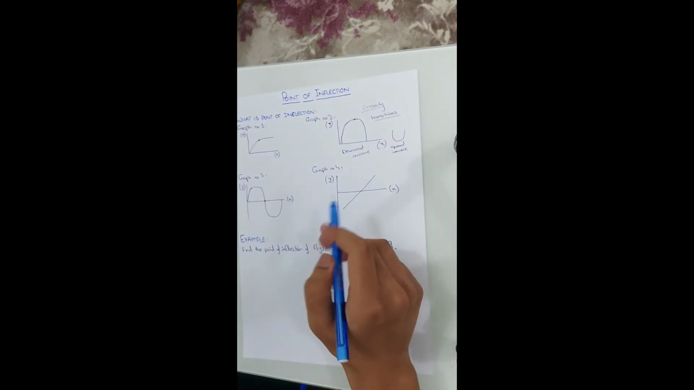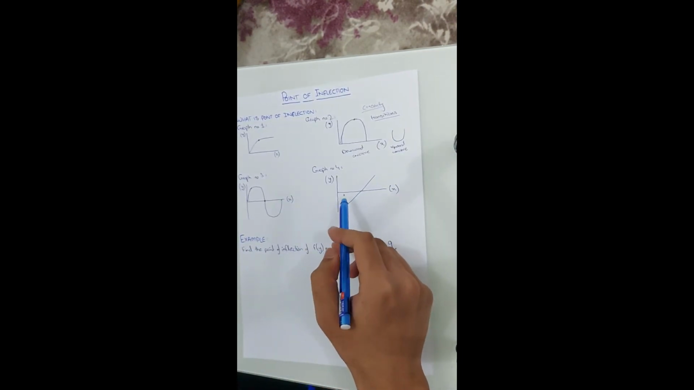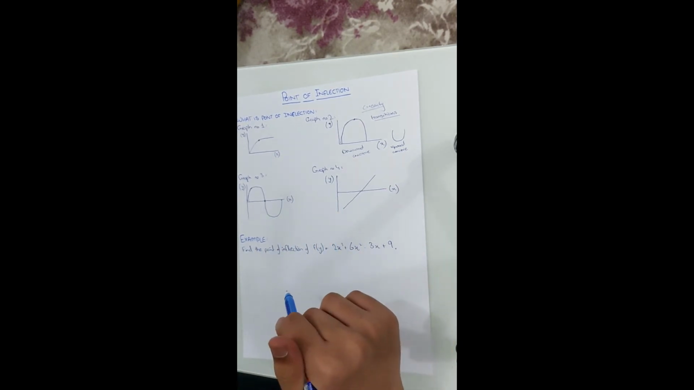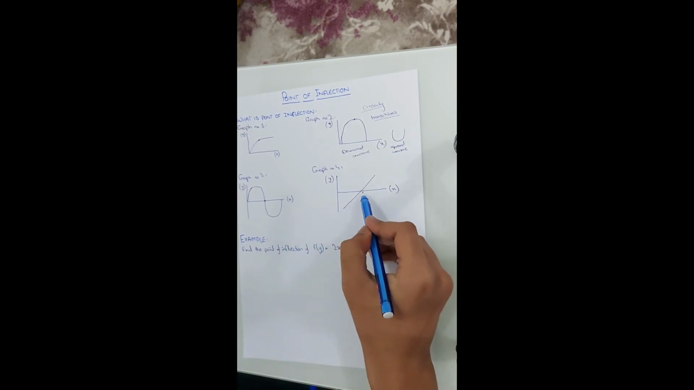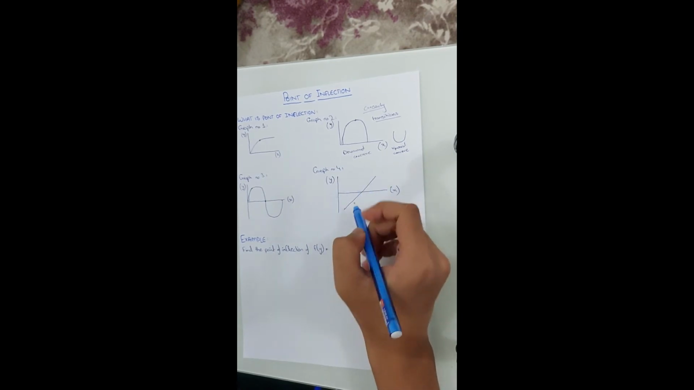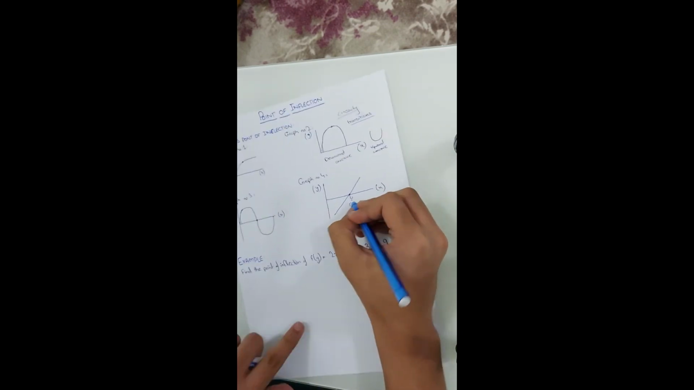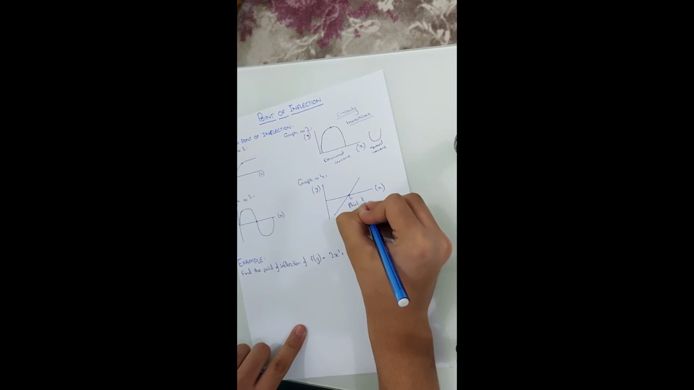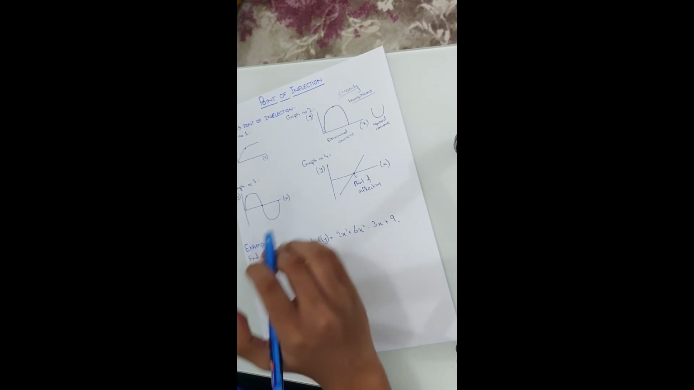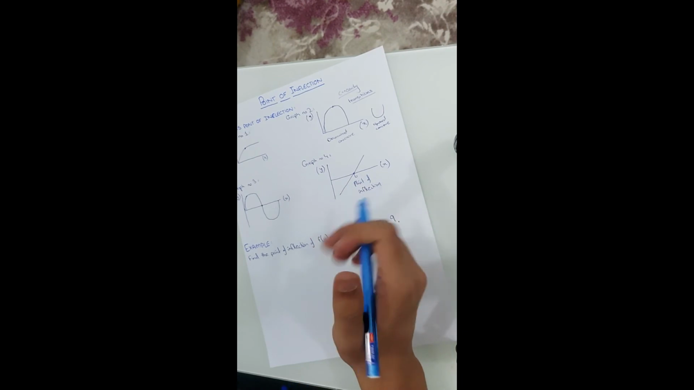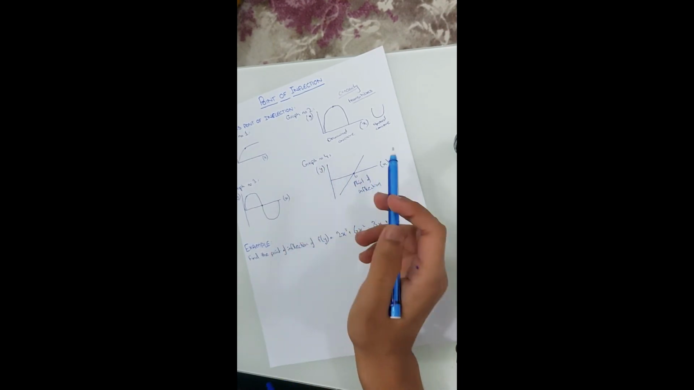But another scenario is graph number 4, where there is a straight line and the transition occurs from a negative value to a positive value. The spot where the line changes its value from negative to positive is the point of inflection. So this here is the point of inflection. I hope you are clear about what a point of inflection actually is, and that it is also known as concavity transitions.